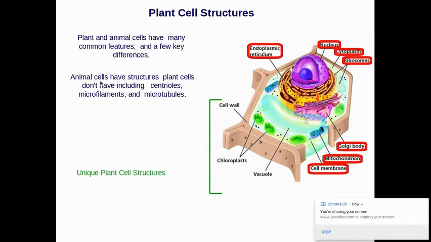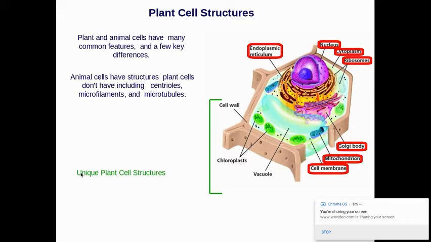Animal cells have structures plant cells don't have, including centrioles, microfilaments, and microtubules. So these three structures are only in animal cells. We're not going to spend a lot of time talking about these three things, but the centrioles help in cell division, and the microfilaments and the microtubules are basically like little mini skeletons inside the animal cell. Structures that are inside both plant and animal cells are the endoplasmic reticulum, which we call the ER, the nucleus, cytoplasm, ribosomes, Golgi bodies, mitochondria, and the cell membrane.